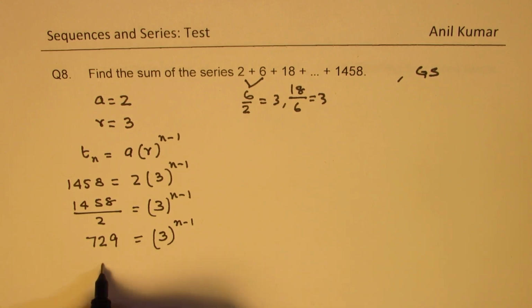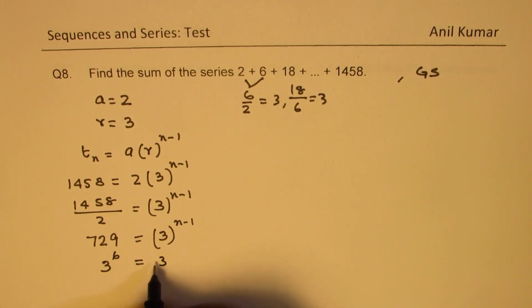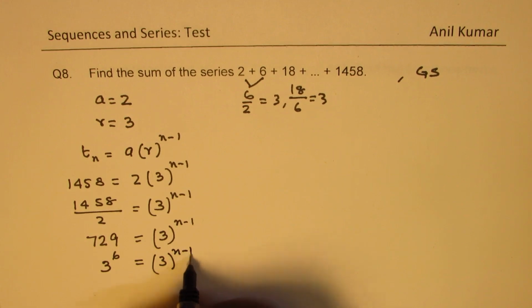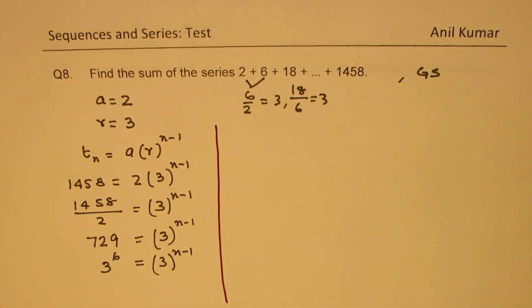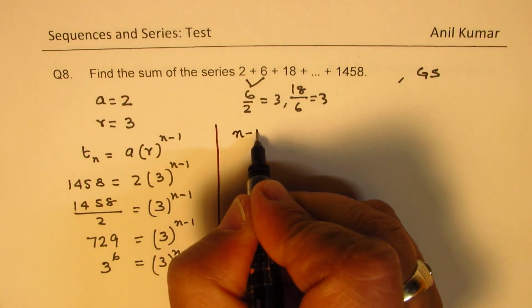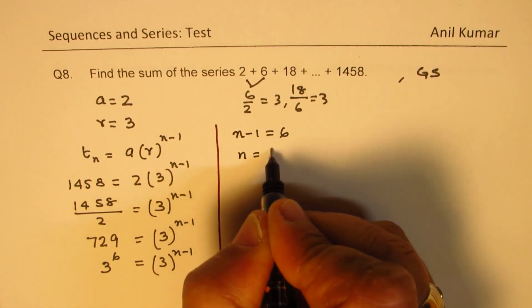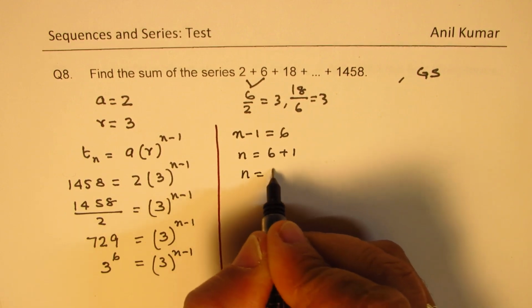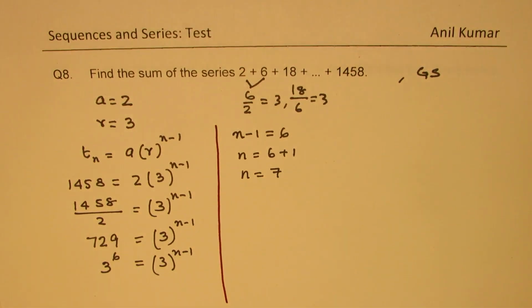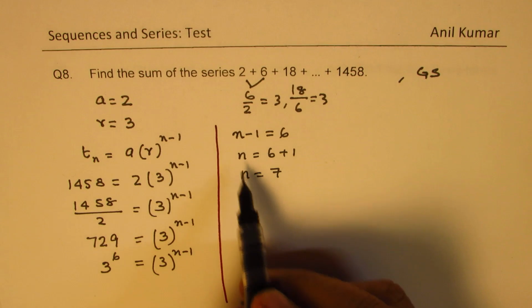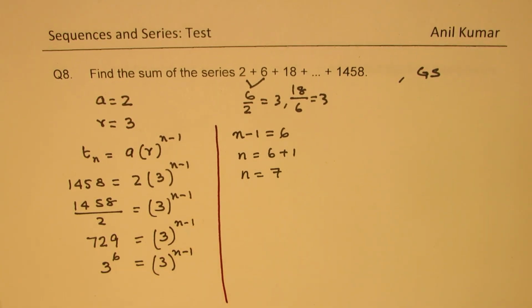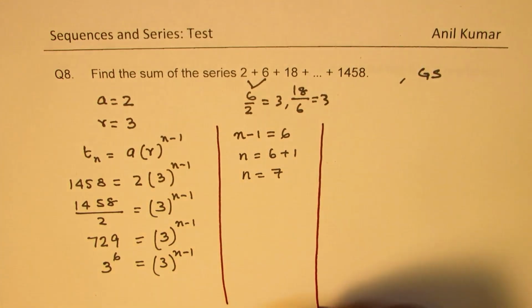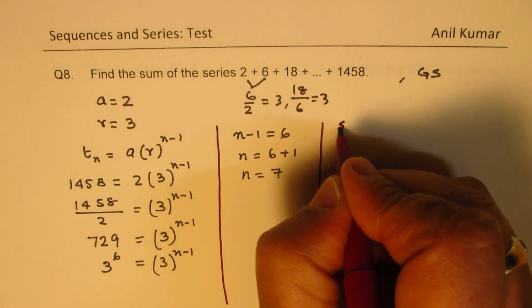729 is 3 to the power of 6, right? So 3 to the power of 6 is equal to 3 to the power of n minus 1, correct? So from here we can find the value of n. So we have n minus 1 equals 6, or n equals 6 plus 1, so we get n equals 7, right? So now we know what n is. Once we know what n is, we can find the sum of the series using the formula, correct? So now let's find the sum of the series.